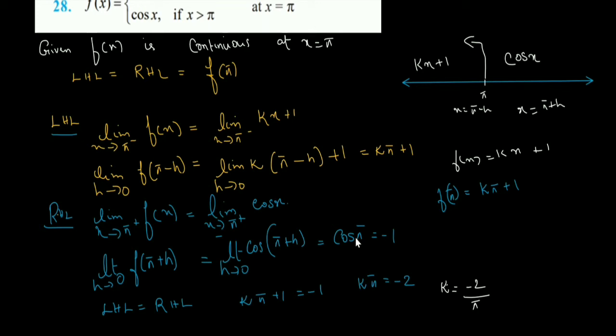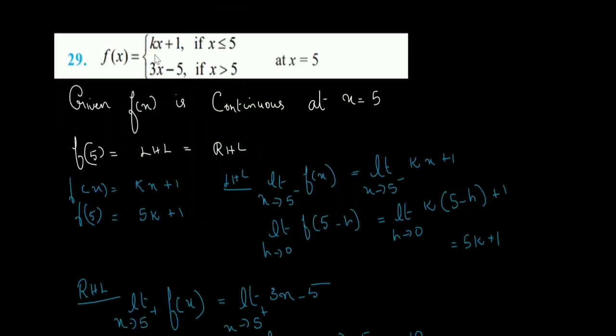The right hand limit is -1. So equate k pi plus 1 equal to -1, because left hand limit is equal to the right hand limit. Why? Because the function is continuous. So k pi is equal to -2. So k is -2 by pi. So we found k. Next question.